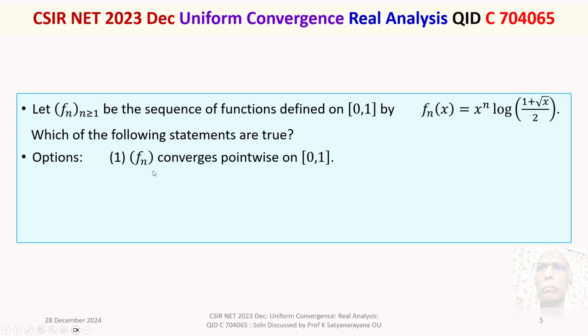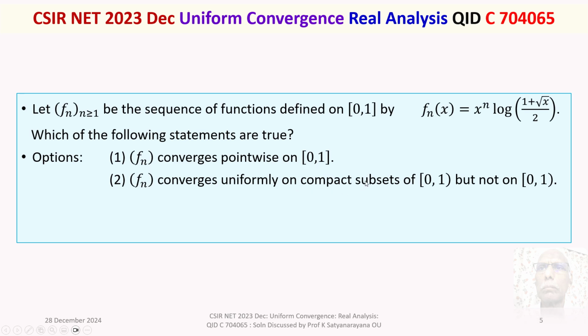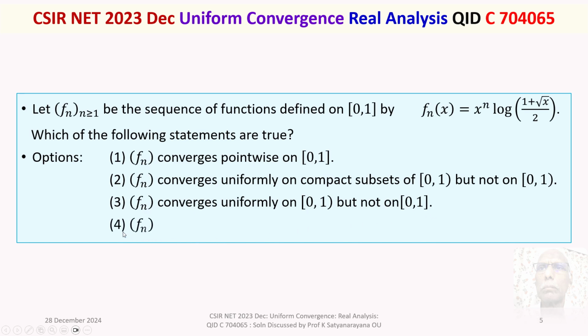Option 1. The sequence Fn converges pointwise on the closed interval 0 to 1. Option 2. The sequence Fn converges uniformly on compact subsets of the interval closed 0, open 1, but not on the interval closed 0, open 1. Option 3. The sequence Fn converges uniformly on the interval closed 0, open 1, but not on the closed interval 0 to 1. Option 4. The sequence Fn converges uniformly on the closed interval 0 to 1.